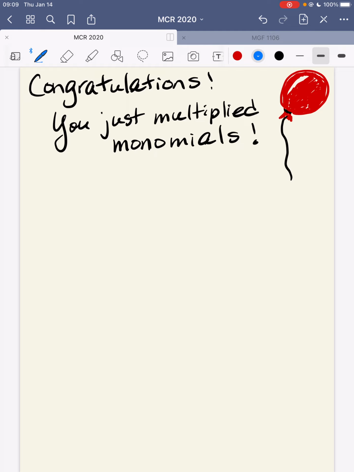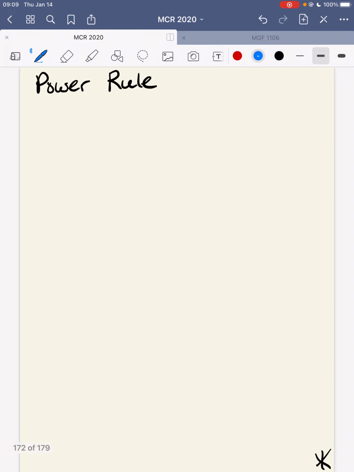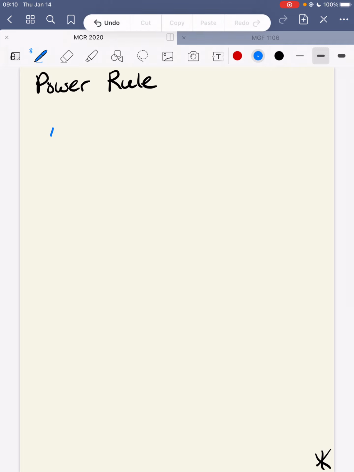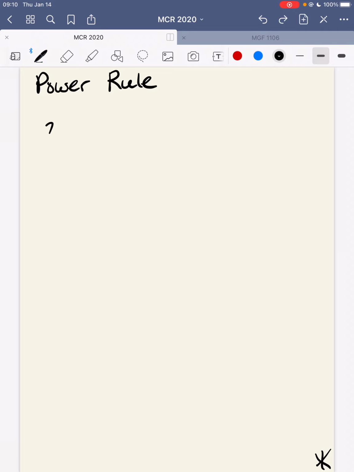All right, now let's go ahead and look at the power rule. Remember, the power rule states that I'm going to have some stuff taken to another power. So our first one here, we're going to do a to the 3rd, and we're going to take that to the 3rd power.